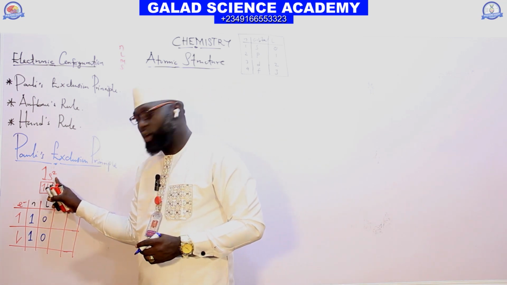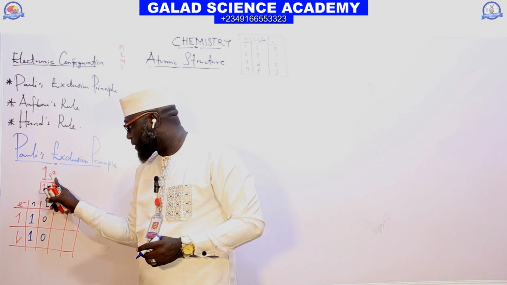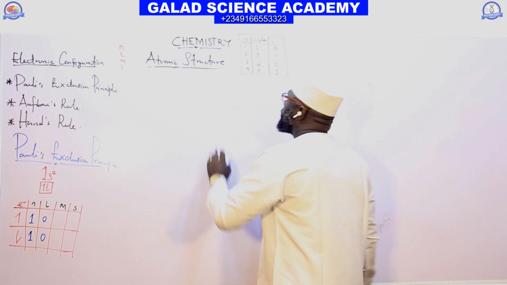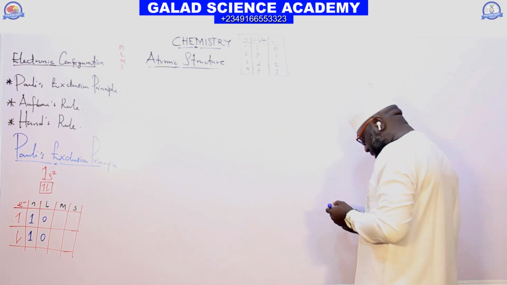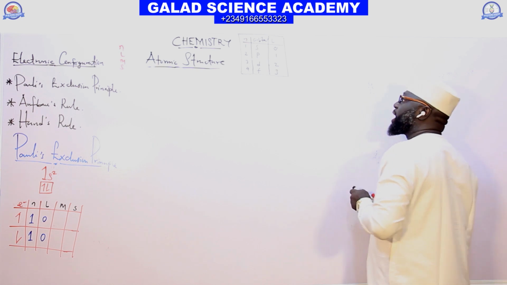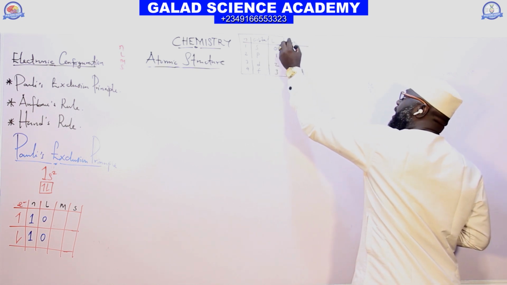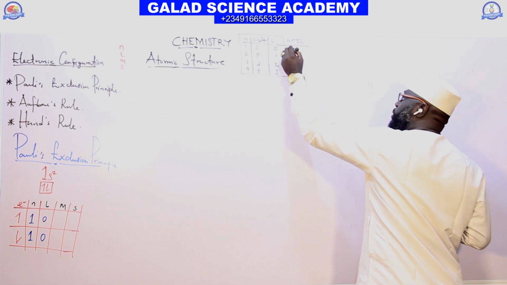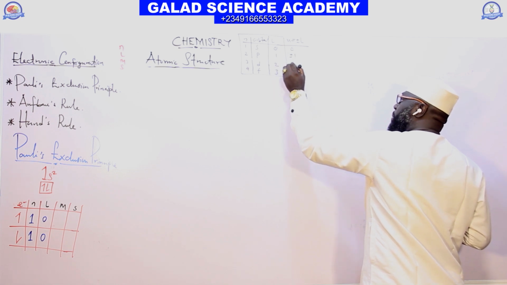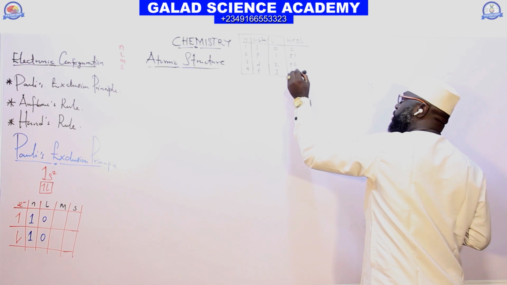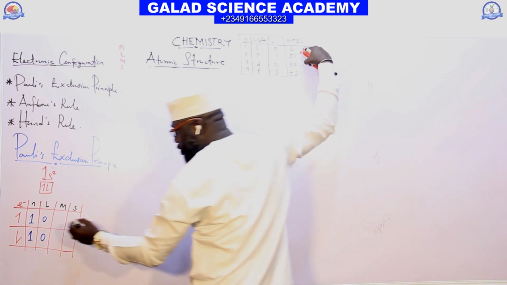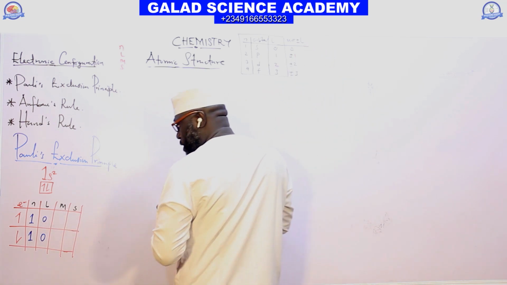What is the magnetic quantum number for s orbital? We know that the magnetic quantum number M is equal to plus or minus L. So it is equal to 0. For this one, plus or minus 1. This one, plus or minus 2. This one, plus or minus 3. So the magnetic quantum number for s orbital is also 0.